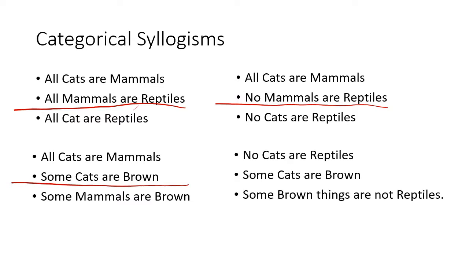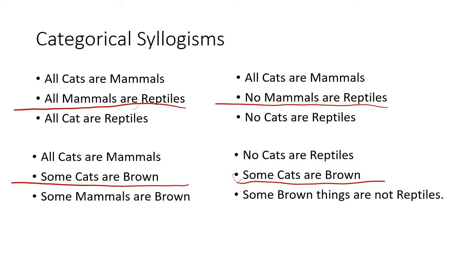And then finally, here's a last argument. Here's a nice combination of things. We've got a universal negative: no cats are reptiles. Then we have a particular affirmative: some cats are brown. And then the conclusion is a particular negative: some brown things are not reptiles. So you have a real nice combination of things here.